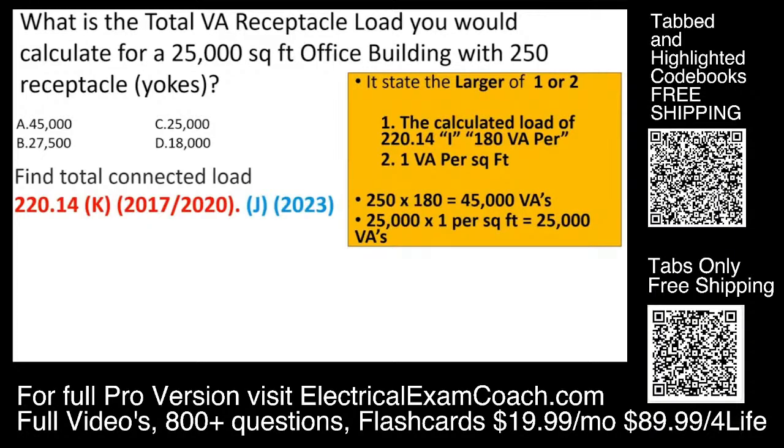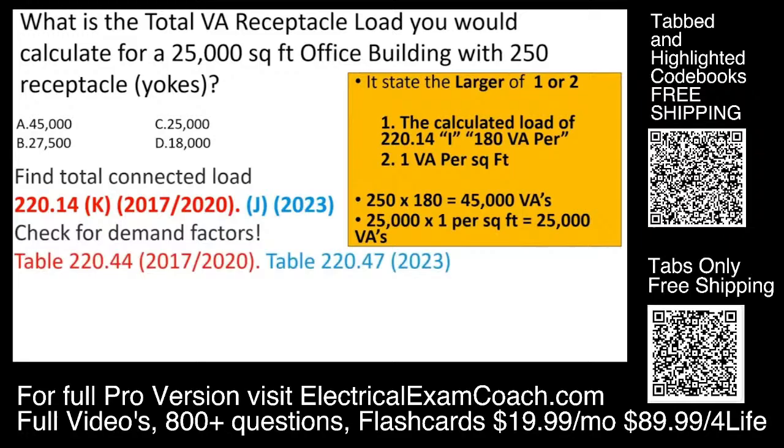Let's do our first one. We have 250 receptacles multiplied by 180 VAs each. That gives us 45,000 VAs before demand factors. Part 2 says we need to take it at 1 VA per square foot. So we take 25,000 square foot multiplied by 1. That equals 25,000 VAs. That portion of the calculation we're done, but that first part, there is a demand factor that applies to it. So we check for demand factors.